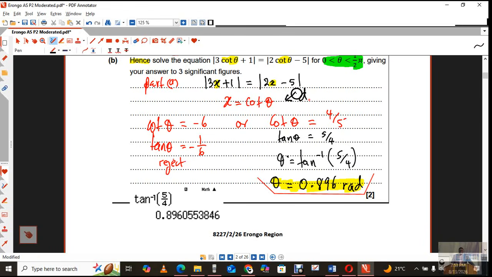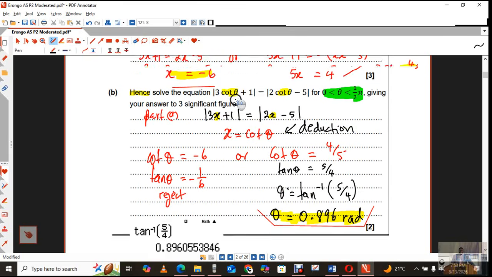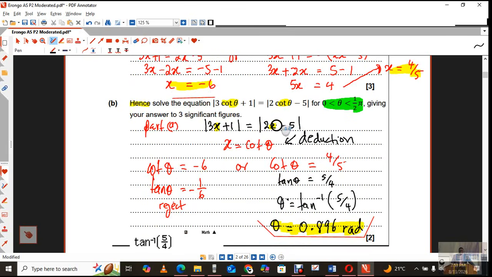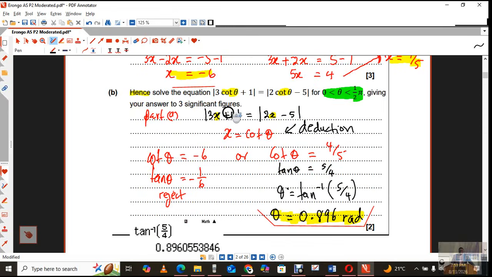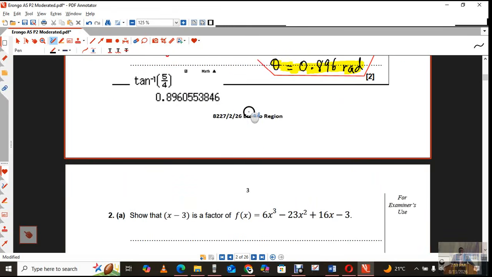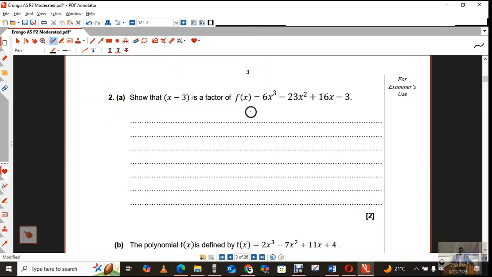So this is a very important deduction, like arriving at that conclusion where x is equal to cot theta using the values of x from before, looking at how similar these two equations are. Right, that brings me to the second question.